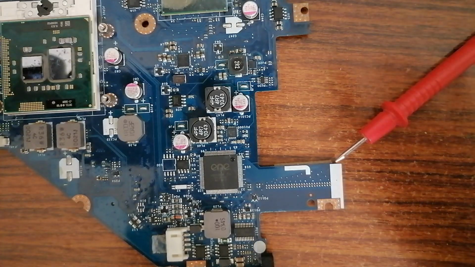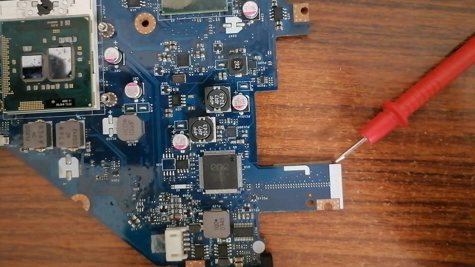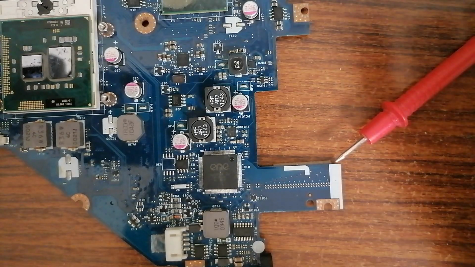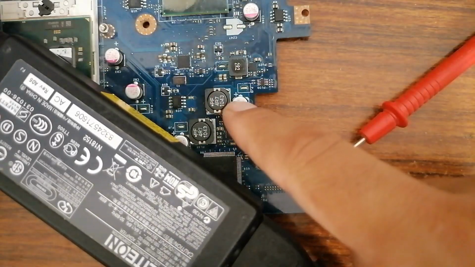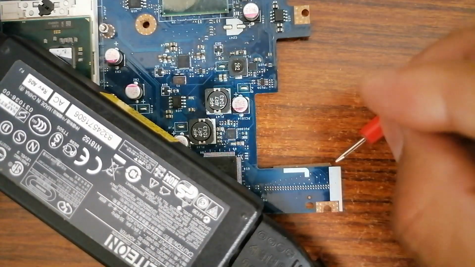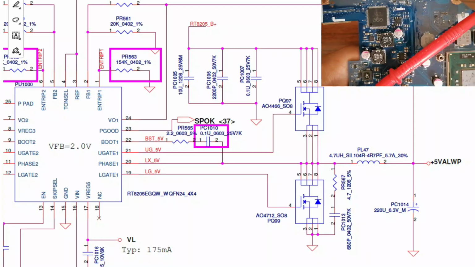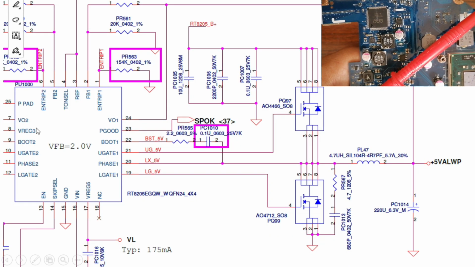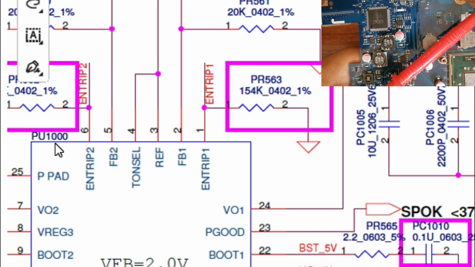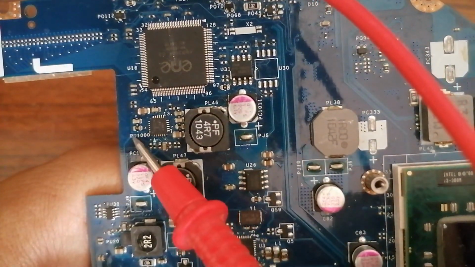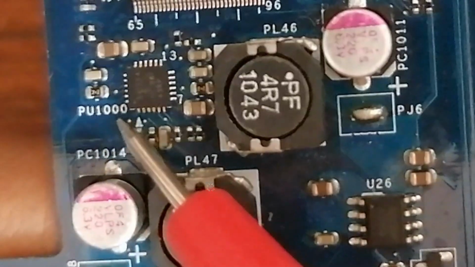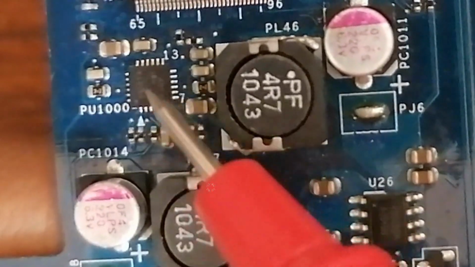Let's go deeper and see exactly the component references. After that, I'm going to plug the adapter to the motherboard and then follow the voltages step by step. So let's begin, for example, with plus 5 volt. We have the IC. The reference for the IC is PU1000. So let's see here PU1000. As you can see here, we have PU1000. This is the controller IC.